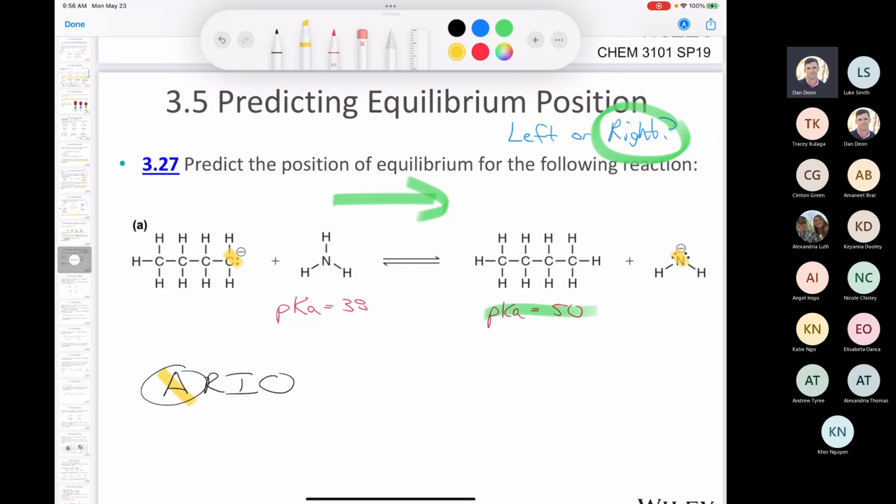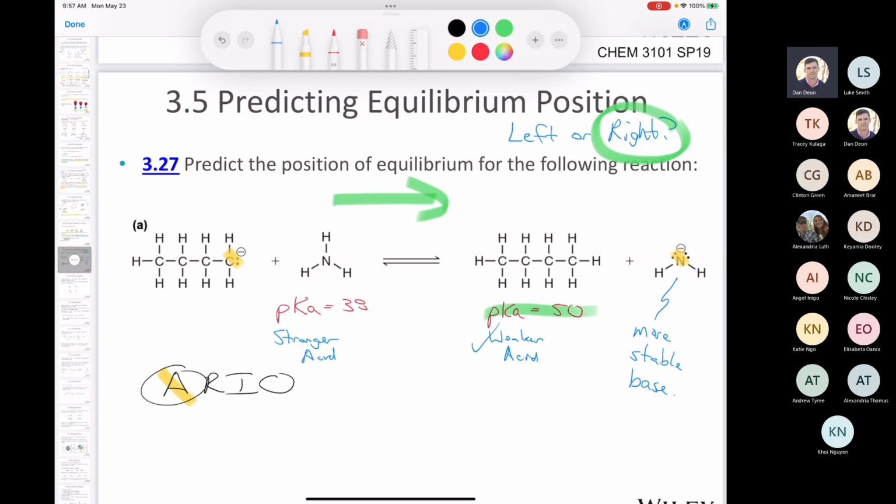Nitrogen is more electronegative, and therefore this is the more stable base. And so the more stable base is going to come from the stronger acid. So that means that this would be the stronger acid, and this would be the weaker acid. And so again, the equilibrium is going to lie to the side of the weaker acid.